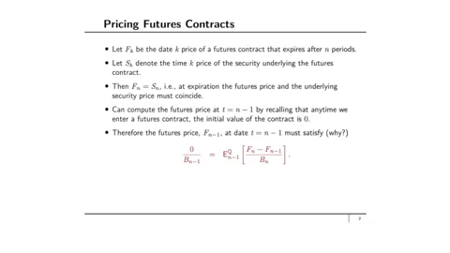So let Fk be the date k price of a futures contract that expires after n periods. Let Sk denote the time k price of the security underlying the futures contract. Then Fn must be equal to Sn. After all, at maturity, the futures price and the underlying price must coincide. So we want to compute the futures price at t equals n-1, and we can do this by recalling that any time we enter a futures contract, the initial value of the contract is 0. Now, what does that mean?